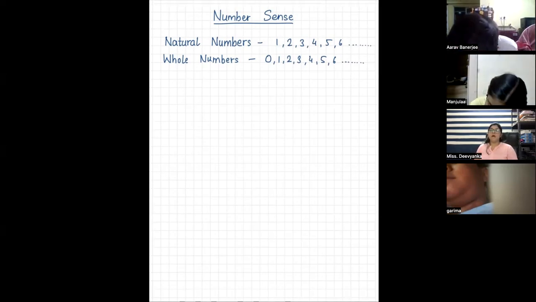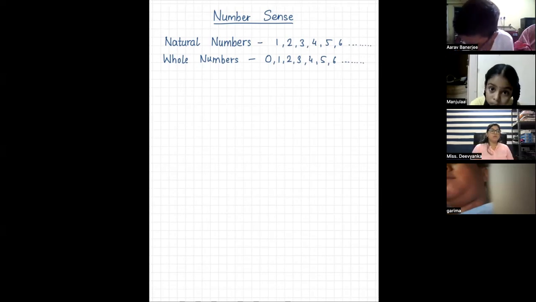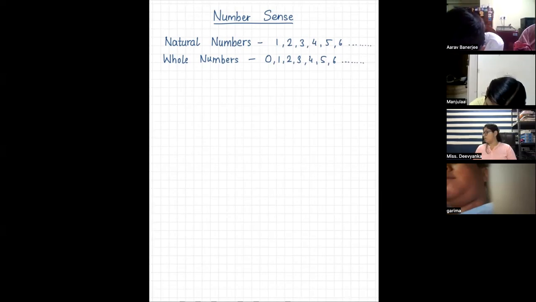Natural numbers start with 1, 2, 3, and onwards. And whole numbers start with 0, 1, 2, 3. So basically, whole numbers are what? All the natural numbers plus 0. That's it. You have to remember it like that.